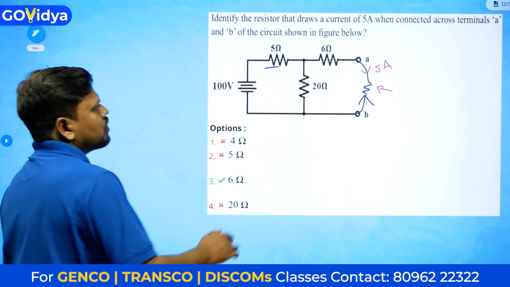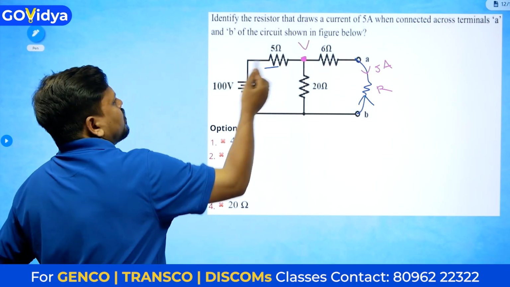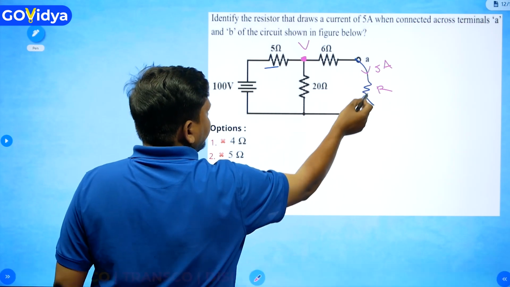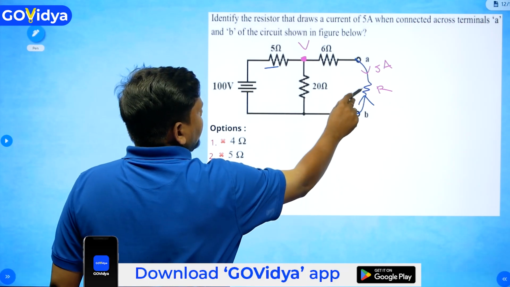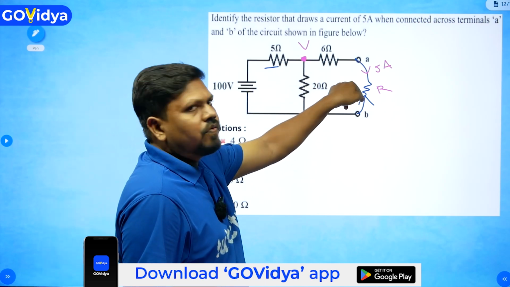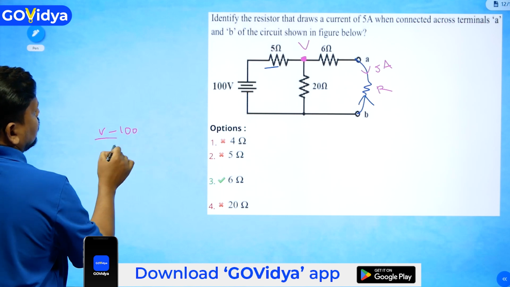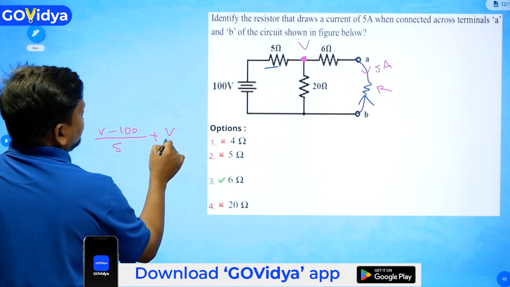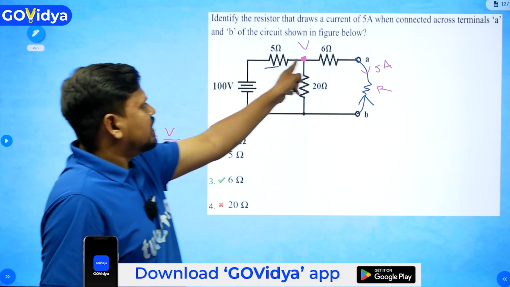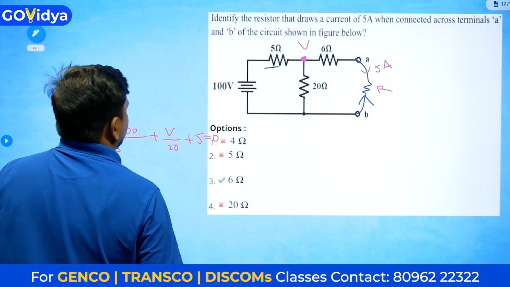Again we can do this using nodal analysis. This is the voltage V. So V minus 100 divided by 5, plus V minus 0 divided by 20, plus the leaving current of 5 amperes, equals 0.